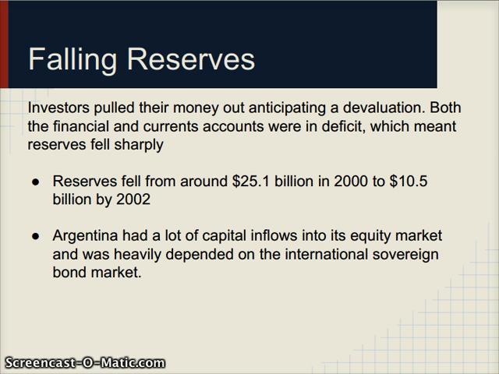As Argentina had a lot of capital inflows into its equity market, and it was also dependent on the sovereign bond market, which meant a lot of investors were investing in its bond market. So all of these inflows were both in equity markets and the bond market. As soon as that money started coming out, it was very difficult for the government to finance itself.